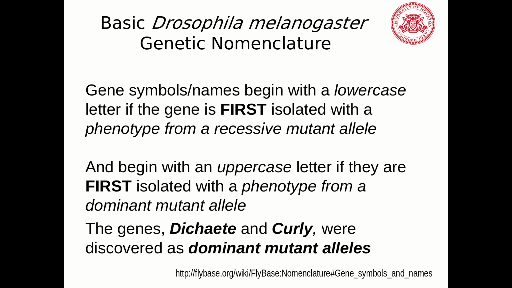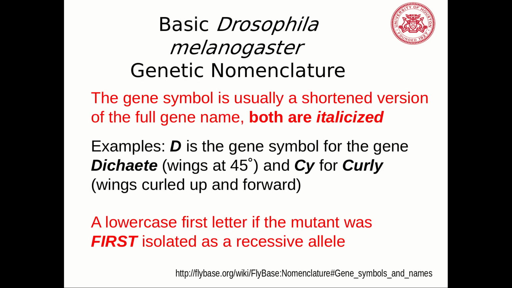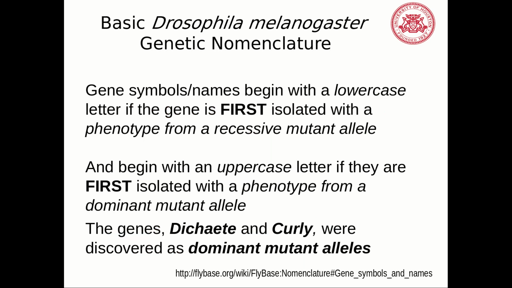So understand that the genes Dichaete and Curly are dominant mutant alleles, so of course they're capitalized like this. The shortened names would also be capitalized, but you have to italicize them. These are dominant mutant alleles, which are the ones that we normally deal with. You may not come into contact with something that is lowercase, but if you do, this isn't a big issue for us.